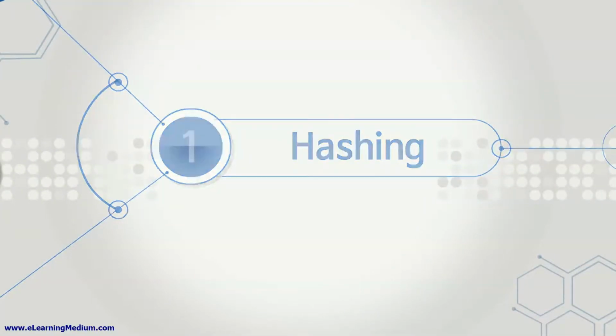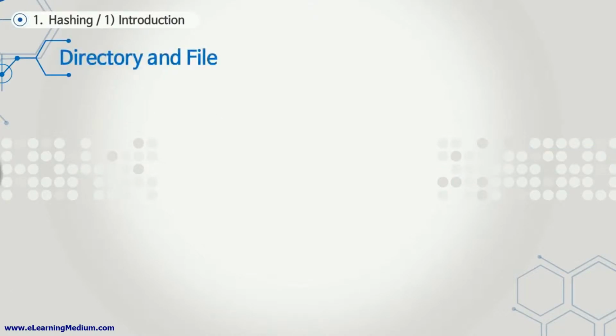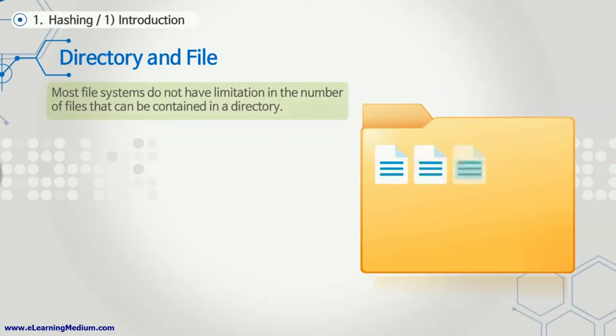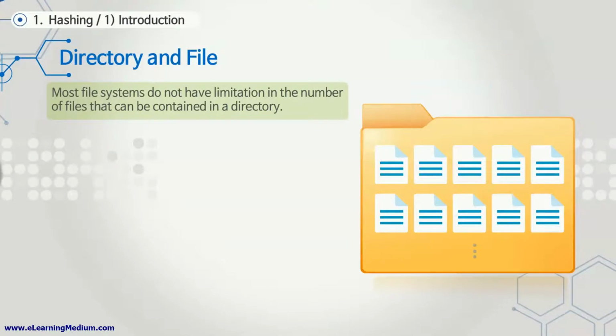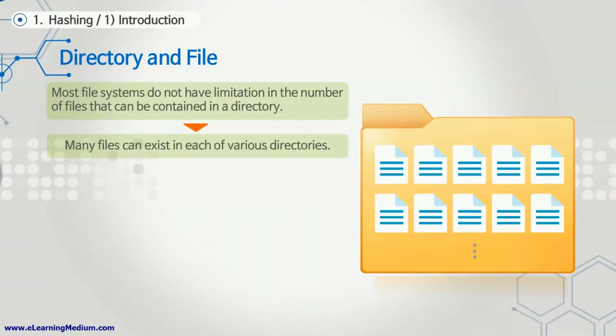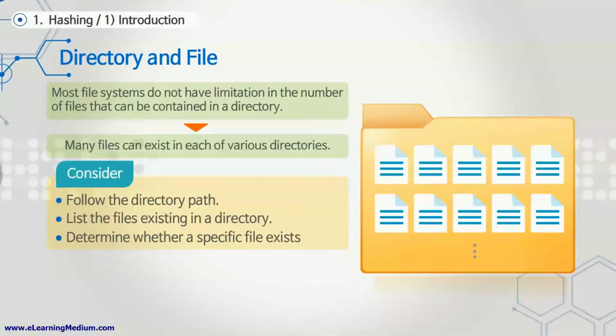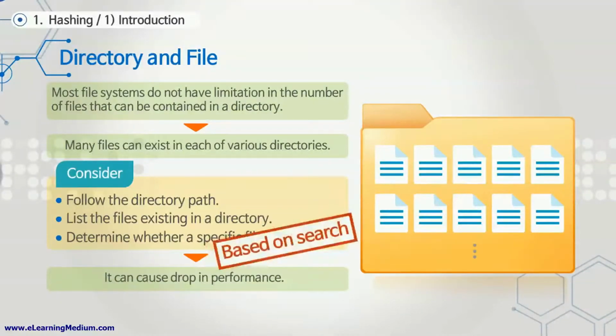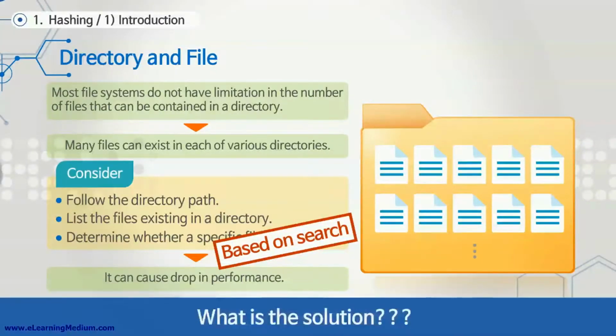Hashing. Most file systems do not have limitation in the number of files that can be contained in a directory. Therefore, many files can exist in each of various directories. Thus, the following works are frequently performed. However, the works can cause drop in performance. In addition, they are performed based on search. What is the solution not to degrade the system performance while performing the works?